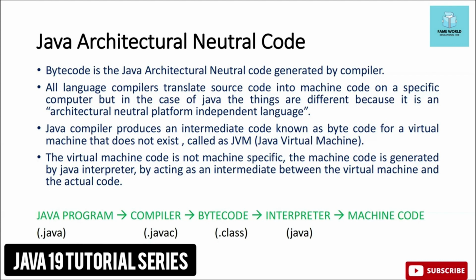After the bytecode is generated, you do not have to worry about it. Once you compile the code, it is automatically generated and saved into the same folder in which you are saving your Java programs. And then after the compilation, you interpret the code, you run the code. So the interpreter of Java creates the machine code. So this is the procedure of how the Java architectural neutral code is created and how the Java programming language is architectural neutral or platform independent.